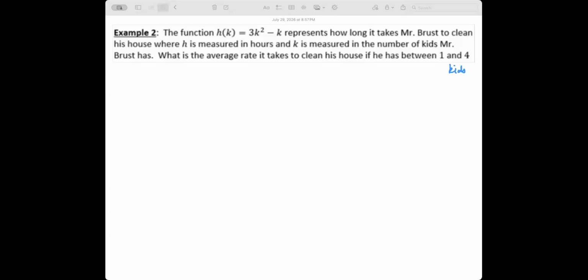Is the answer 14? Yeah, 14. So what, in units? How do you say that in units? It takes on average 14 hours to clean his house. Yeah, 14 hours. The average rate of change is expressed as what? 14 hours, between 1 and 4. Correct. Unit, 14 hours.